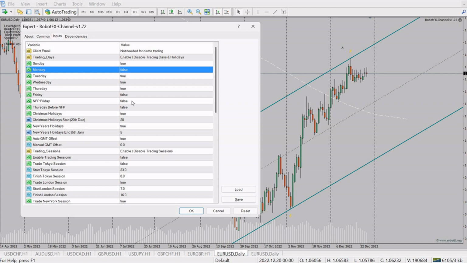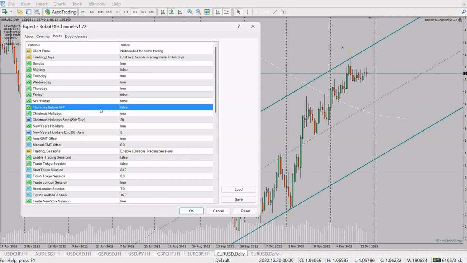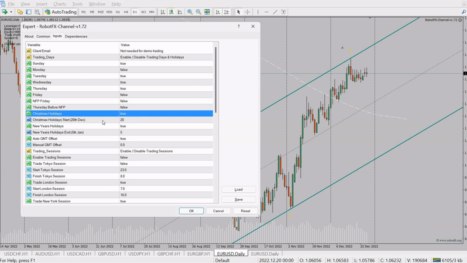And there's also the possibility to disable trading for NFP, which stands for non-farm payroll Fridays. Maybe you don't like to trade high volatility times because you are afraid you might lose. And there's also the possibility to restrict trading before NFP, the first day before the non-farm payroll, and to enable or disable trading during the Christmas holidays. Just set it to false.